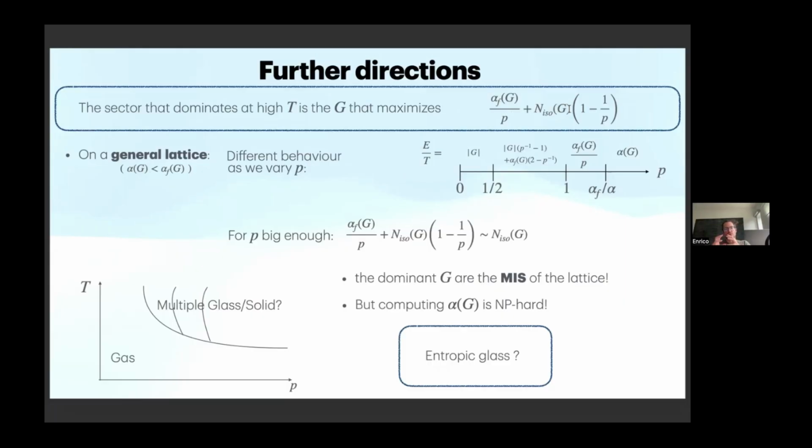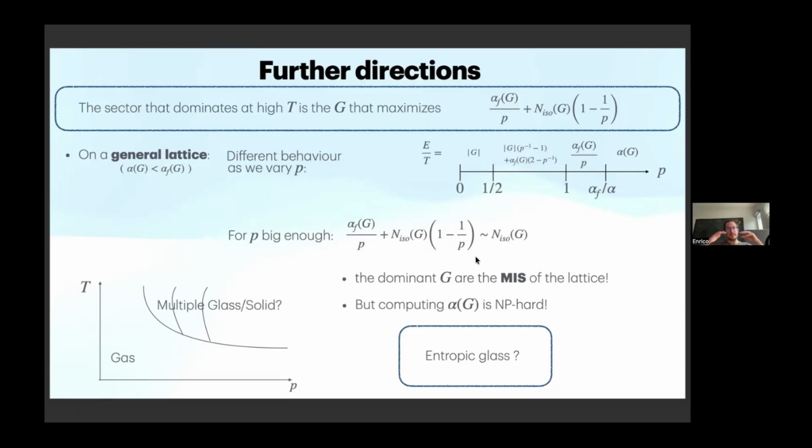To disentangle this competition between these two terms, because it's not clear what you need to maximize, let's send p to infinity. What happens if we crank up the repulsion term? Well, you see clearly that when p goes to infinity, this term disappears, and you're left with n_iso. So if you want to maximize this exponent for p large enough, again, you must land on the MIS. So the dominant G are again going to be the MIS of the lattice. But I told you before that on a general graph, when there is no bipartiteness involved anymore, computing alpha is an NP-hard problem.